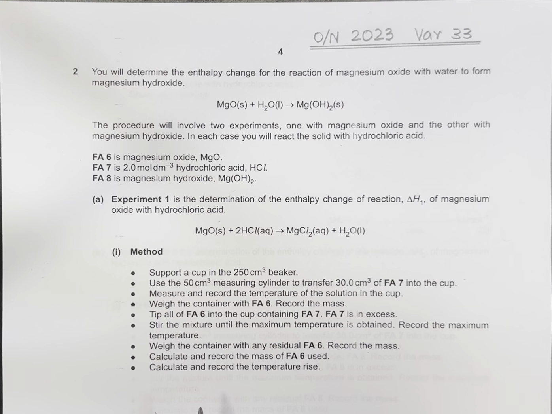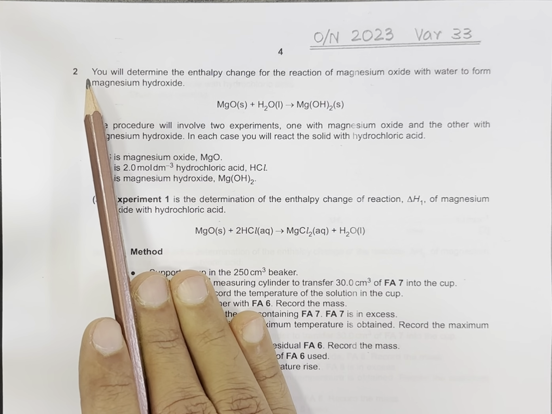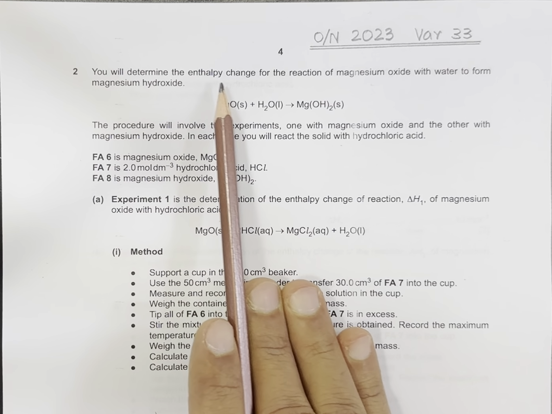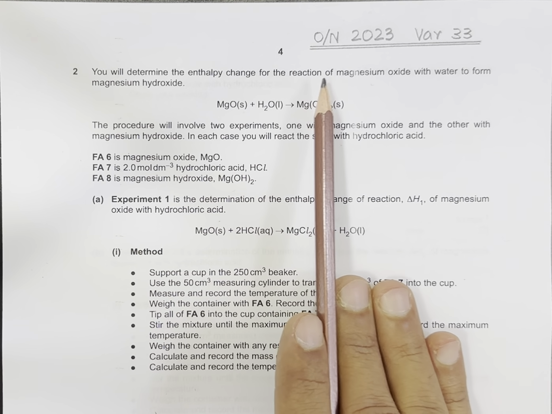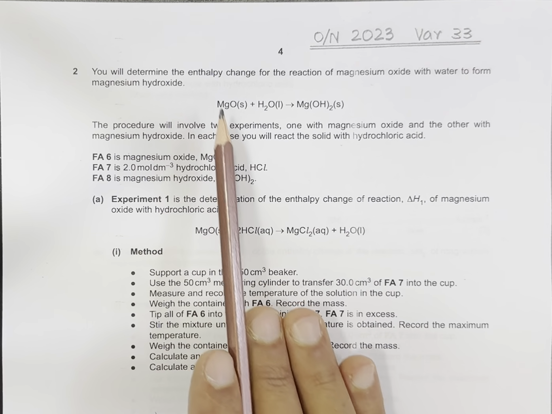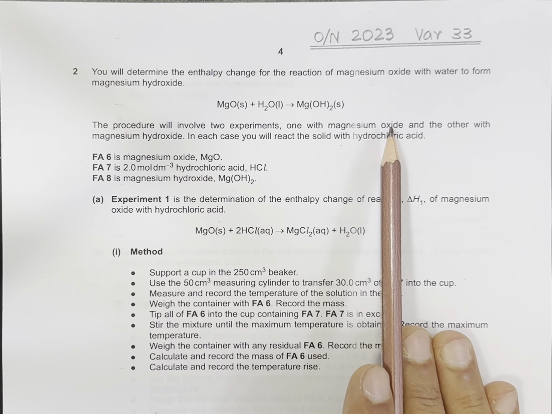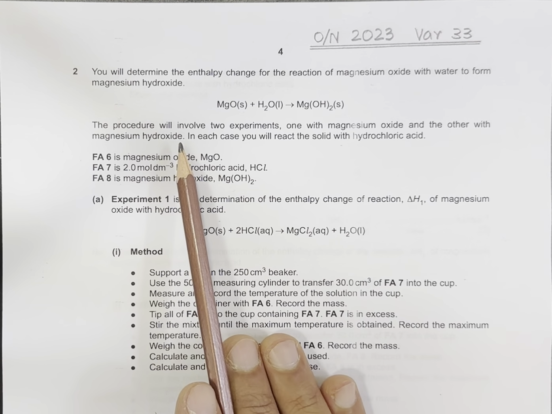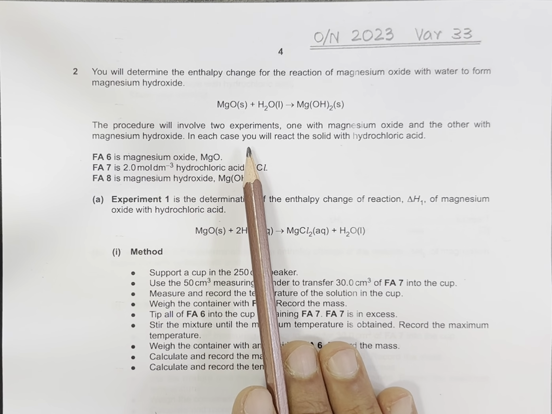October-November 2023, variant 33. It's an enthalpy change question using Hess's law. You will determine the enthalpy change for the reaction of magnesium oxide with water to form magnesium hydroxide as given in the equation. The procedure will involve two experiments, one with magnesium oxide and the other with magnesium hydroxide. In each case, you will react the solid with hydrochloric acid.